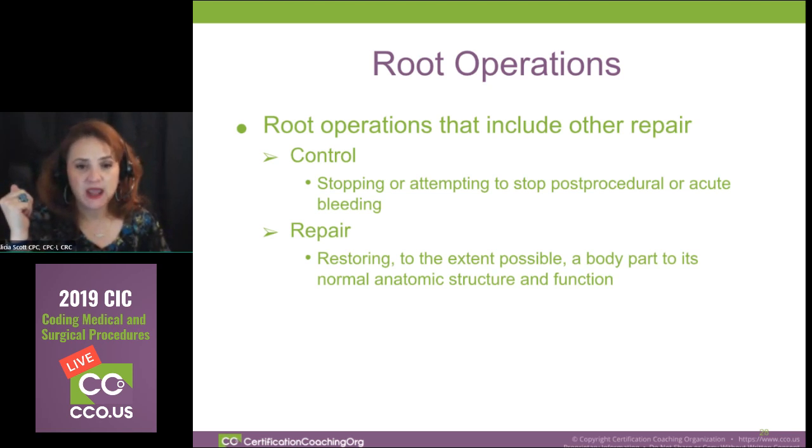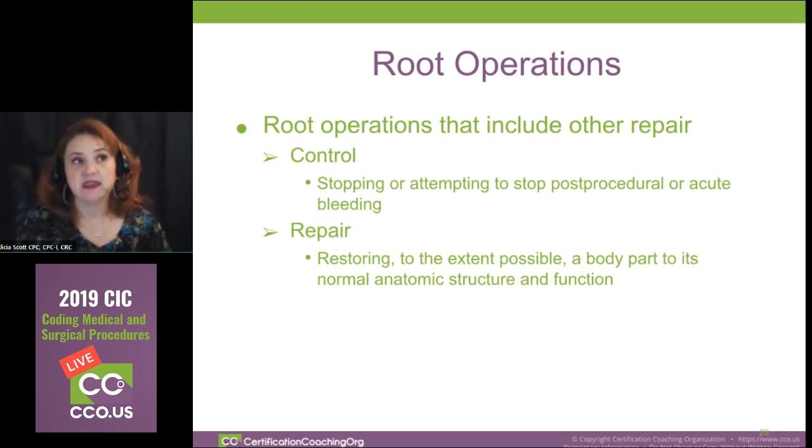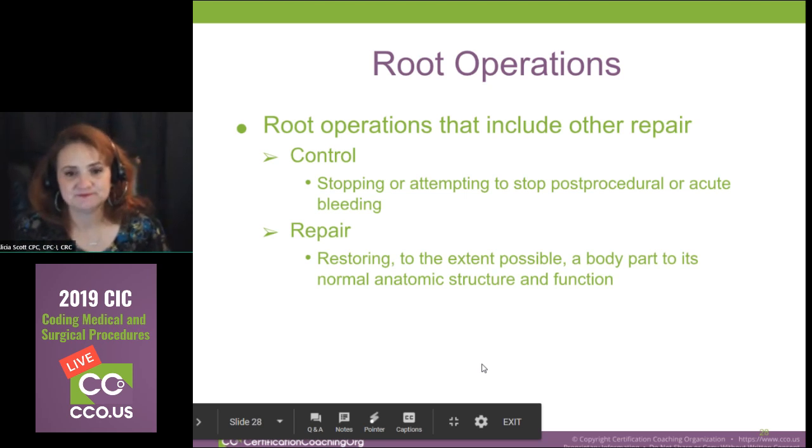Repair. A repair means we're trying to get it back to the way it was. And sometimes we're not able to do it completely, but that's why it says to the extent possible, because sometimes we can't completely repair something. And it can be a body part to its normal anatomical structure or function, right? So if we're going to suture skin, we're going to pull it back together to get it back to its normal function, which is to protect everything under the skin.